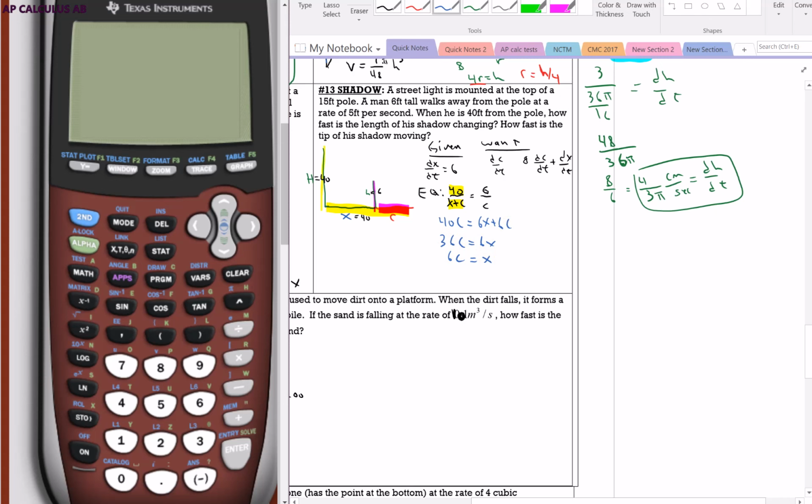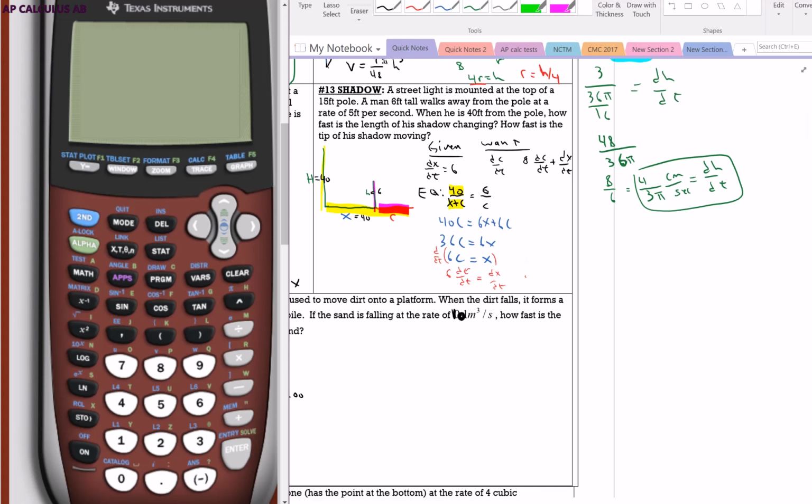We want to know dc/dt, so we take the derivative of both sides, and we're going to get 6 dc/dt equals dx/dt. We know dx/dt is given to us, so we put that in over there. We divide both sides by 6.